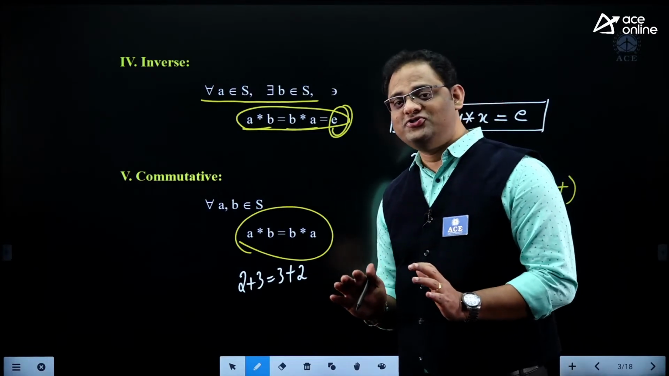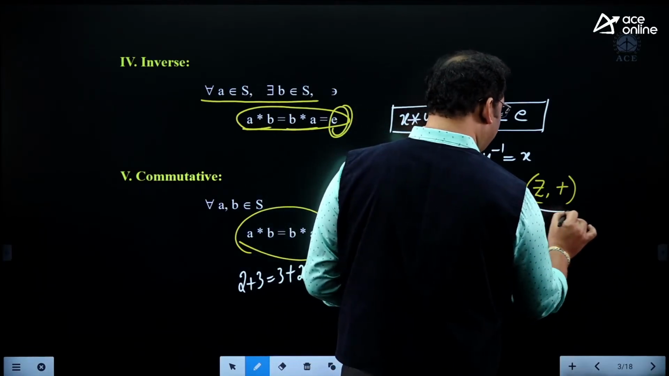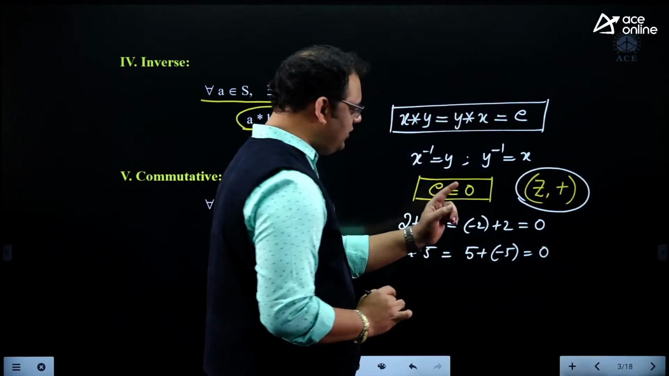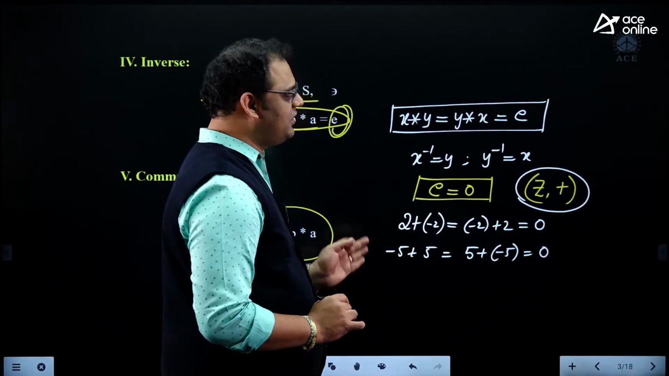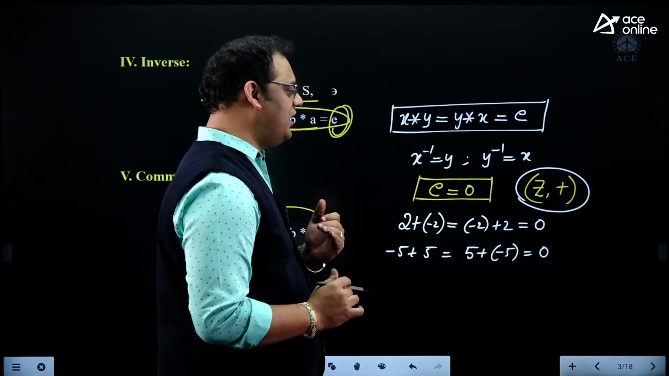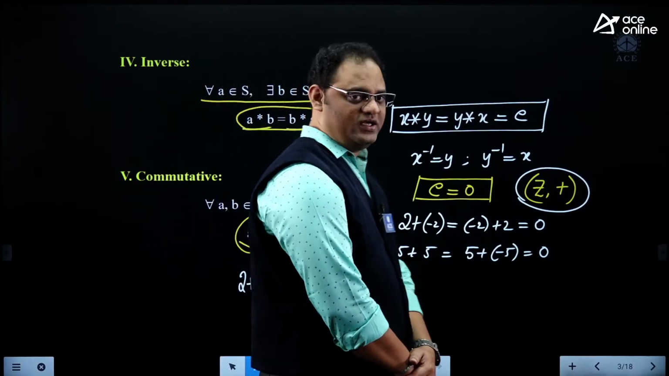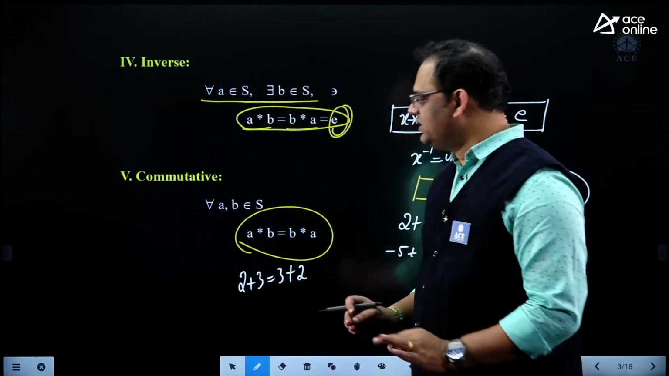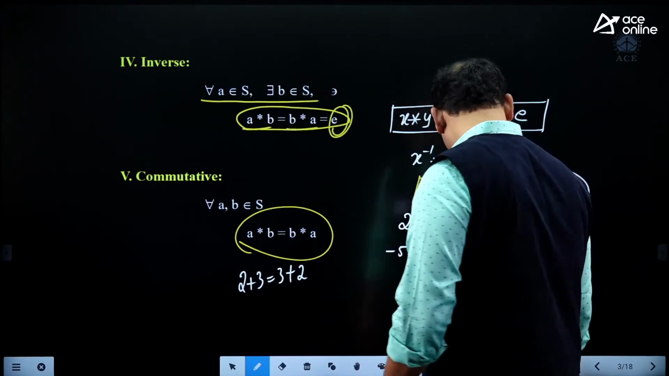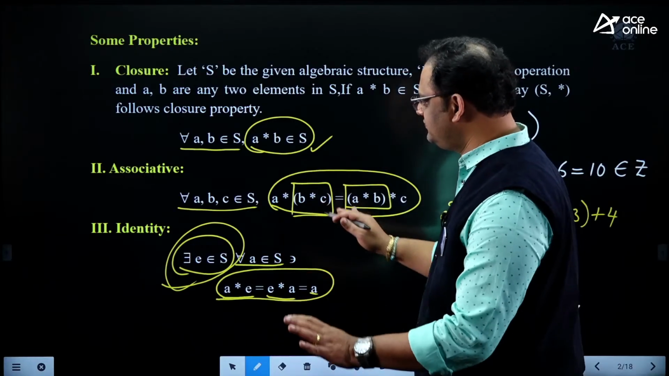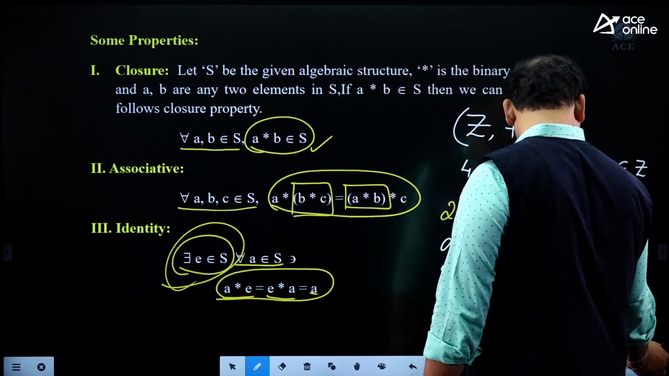So what is our conclusion? The given algebraic structure Z plus, Z under the operation plus, follows the closure property, associative property, identity property, and inverse property. Yes, it also follows the commutative property, right? These are the properties we discussed with some examples. If these properties are okay with you, then we can move on to the classification of algebraic structures.